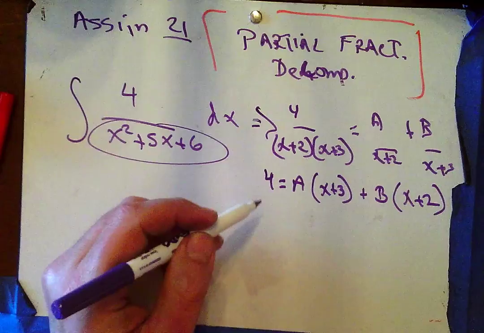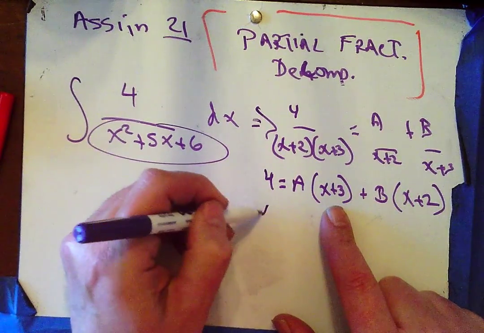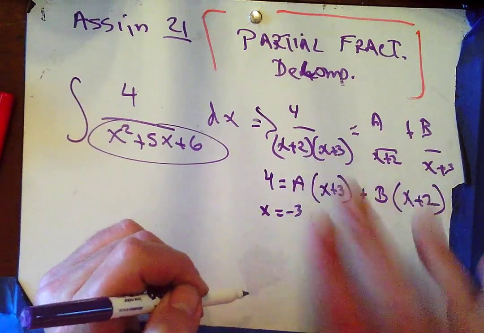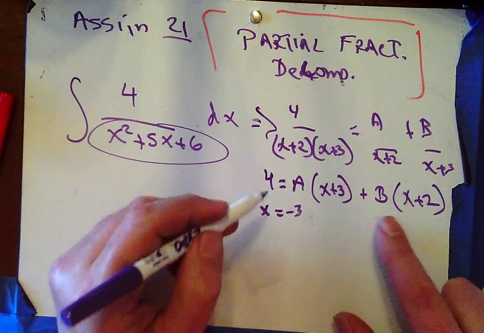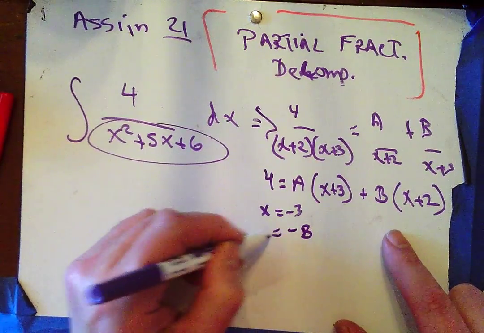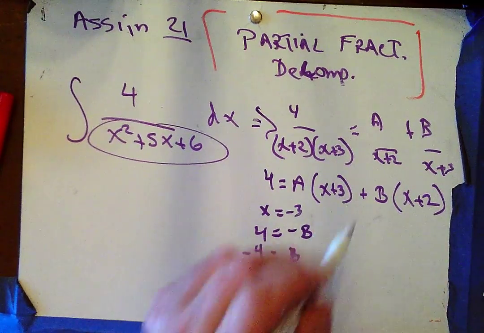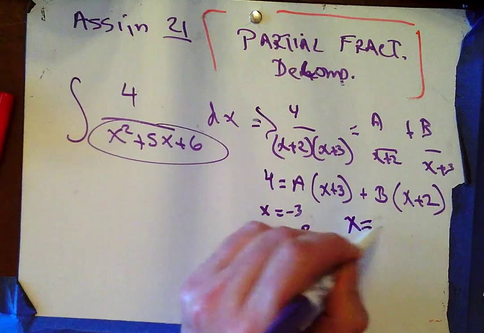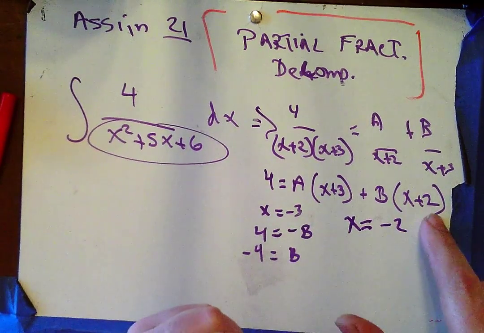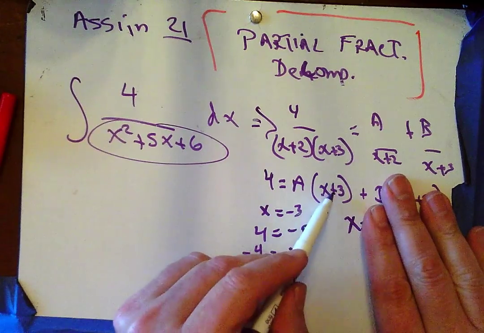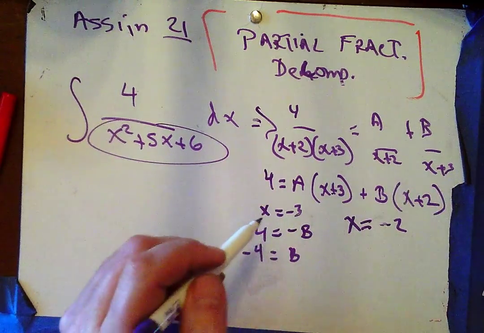I've got some magic numbers I can use here. In case 1, x equals -3. I'm just going to make that disappear. -3 plus 2 is -1, so -b equals 4, and so b equals -4. I can also plug in x equals -2. Negative 2 plus 2 is 0, so that goes away. Negative 2 plus 3 is 1. A equals 4.